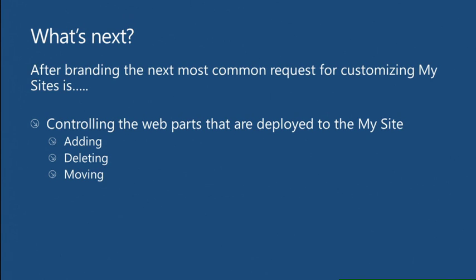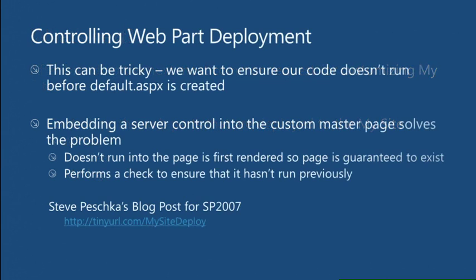There is a sample that only shows you how to deploy just the branding. But if you want to do more, the next most common thing people want to do is control the web parts that are being deployed to their various My Sites. So at provision, we want to remove something, add something, delete something. Those are things that we can do, and the way that we do it is a little bit tricky.